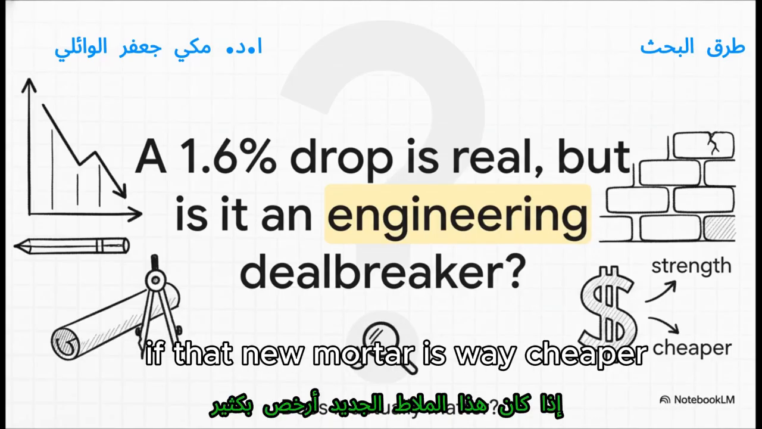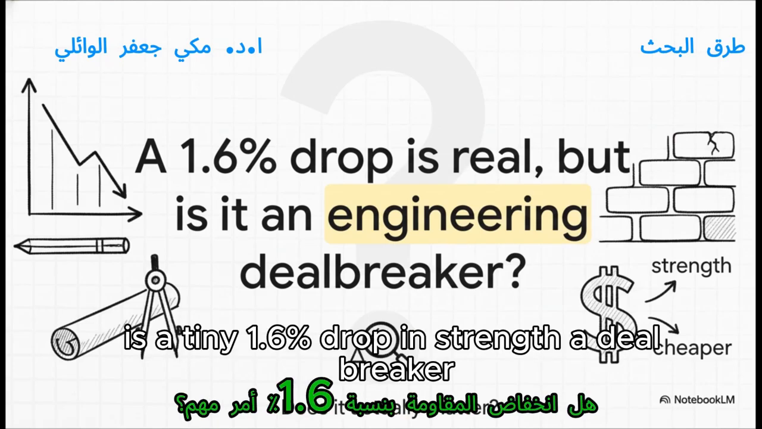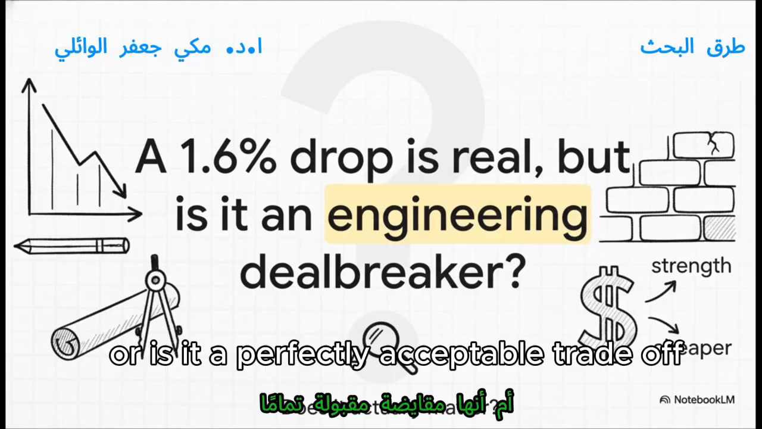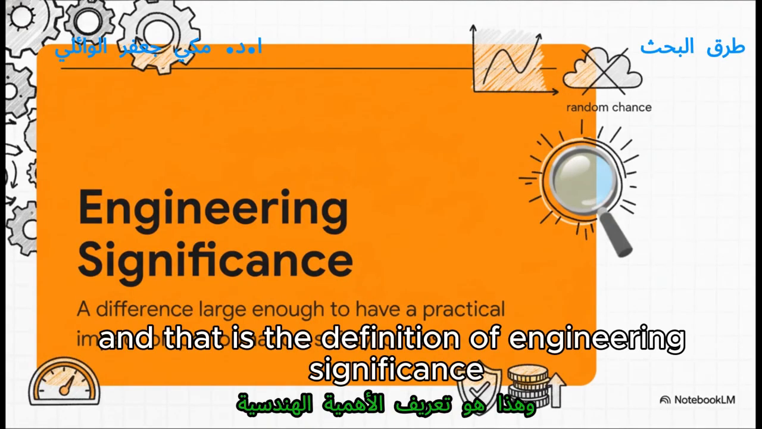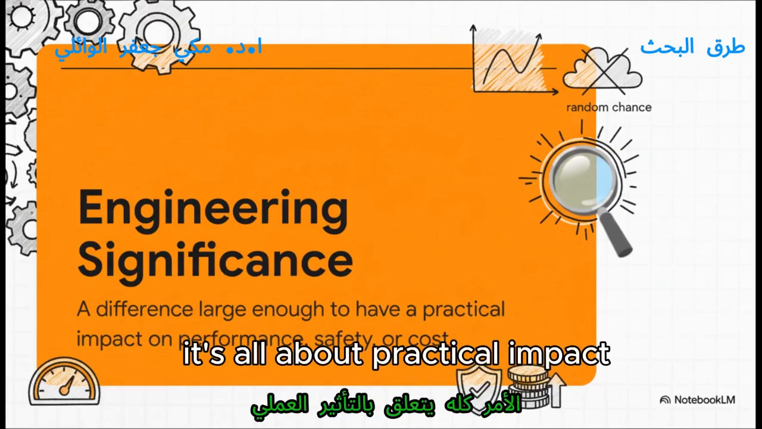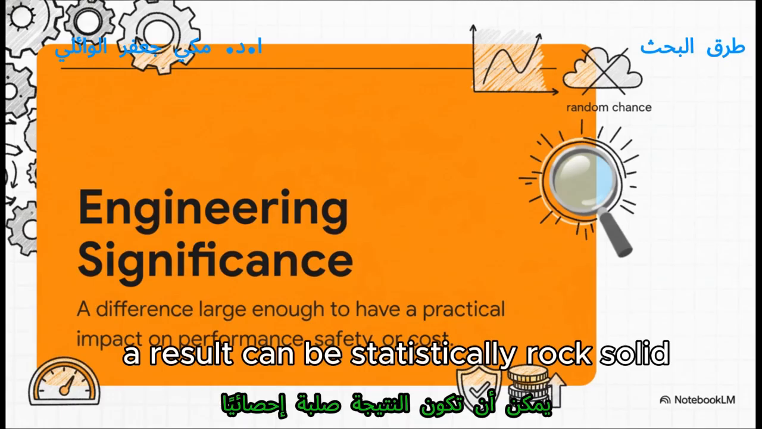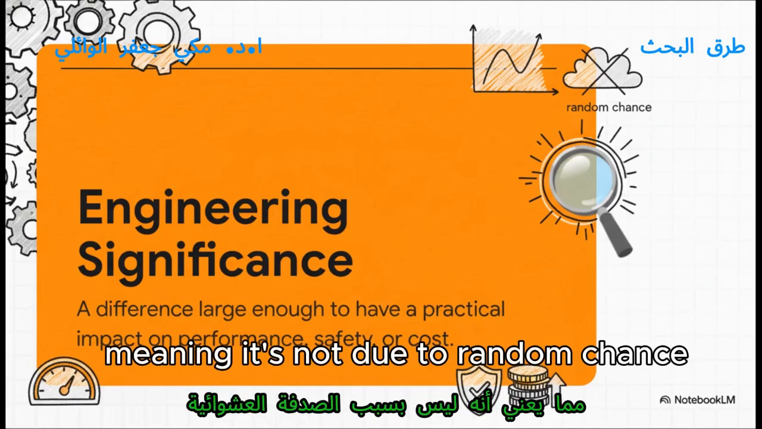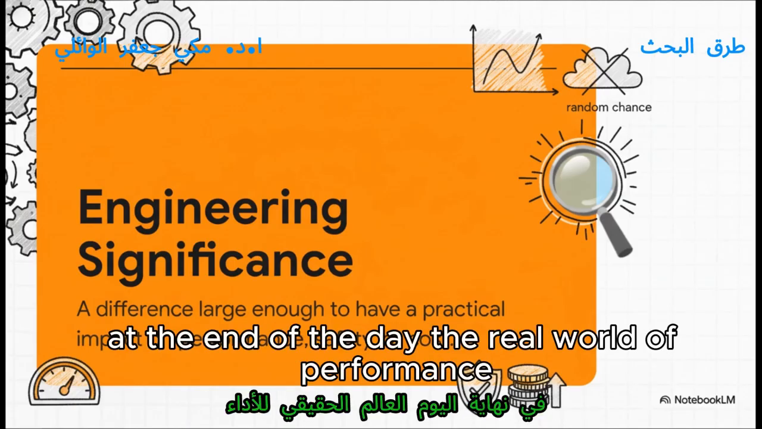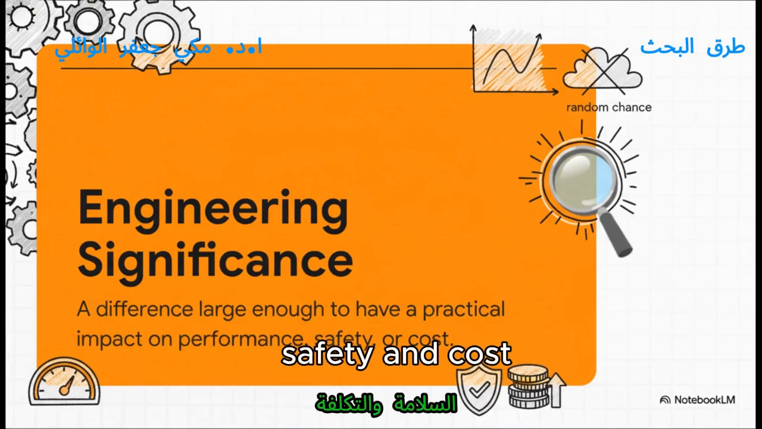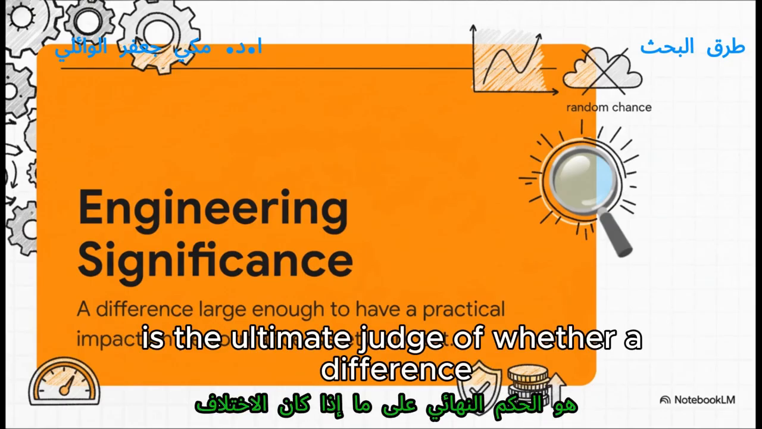If that new mortar is way cheaper, is a tiny 1.6% drop in strength a deal breaker, or is it a perfectly acceptable trade-off that you can easily design around? And that is the definition of engineering significance. It's all about practical impact. A result can be statistically rock solid, meaning it's not due to random chance, but have absolutely zero engineering significance. At the end of the day, the real world of performance, safety, and cost is the ultimate judge of whether a difference truly matters.